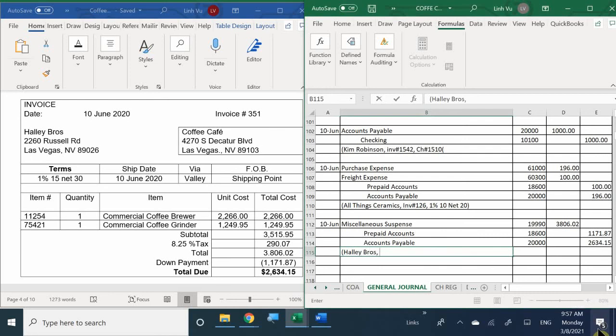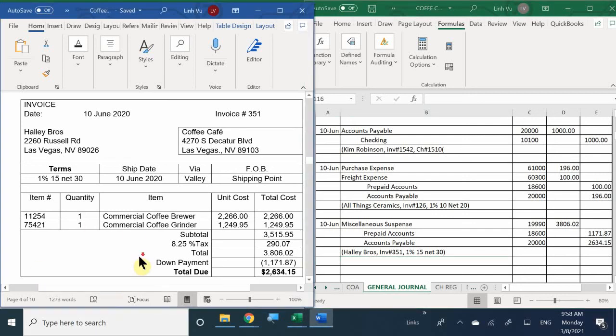Okay, and this was invoice number 351. Okay, was I given any terms? 1%, 15, net 30. Okay, good. Now that whole entire section is done.